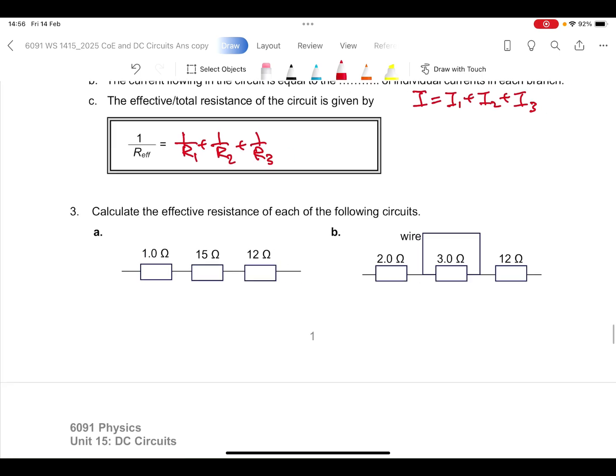All right, effective resistance here, very straightforward, just add them up. But just to show the working, let me be stricter with myself and write the decimals. So 1 plus 5 plus 12 is 18 ohms, 2 SF, so you can leave it as it is.